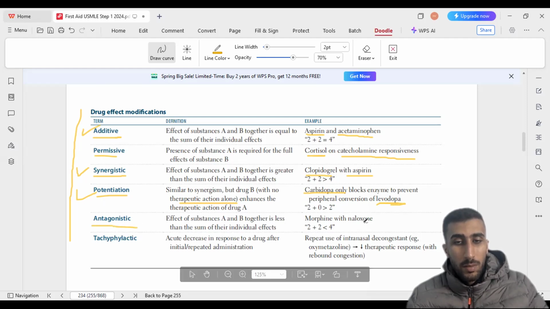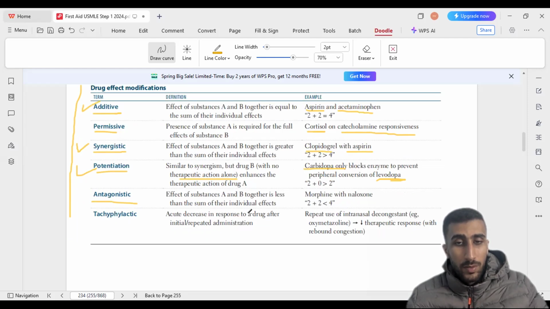Antagonism is very simple. For morphine and naloxone, the sum of them, the effect of the combination, is less than the sum of both of them. We're not gonna talk about that. Very simple: the effect of substance B and A together is less than the sum of their individual effects.